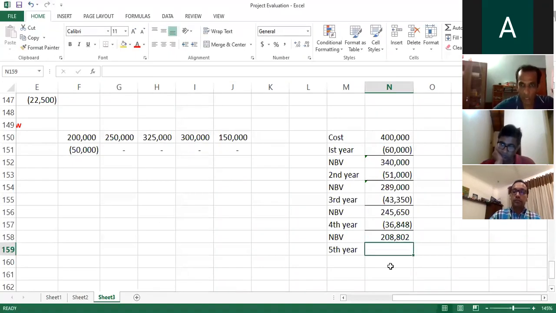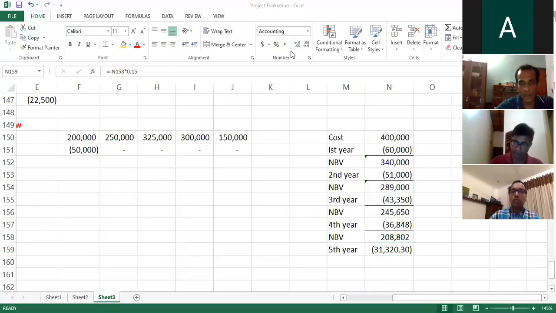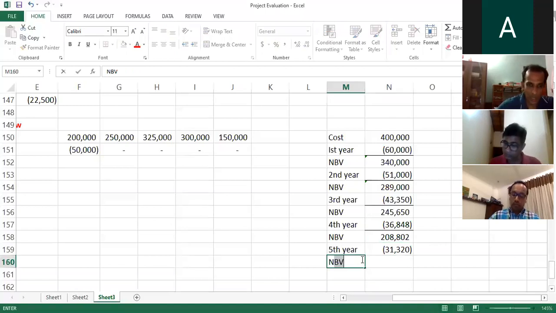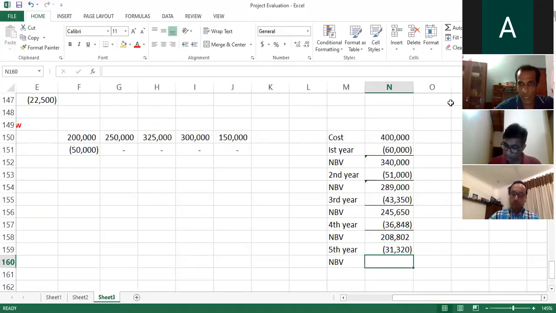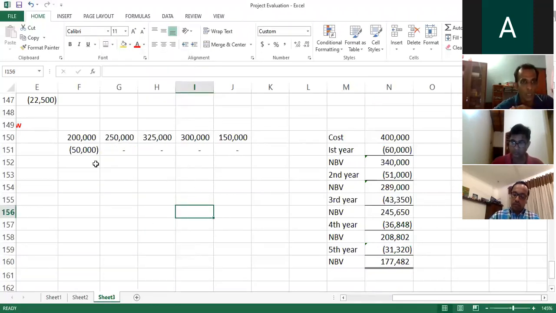Based on that, you can calculate the depreciation for the fifth year. The depreciation for the fifth year is 31,320. So these are the values we need. So you calculate the depreciation for all 5 years.